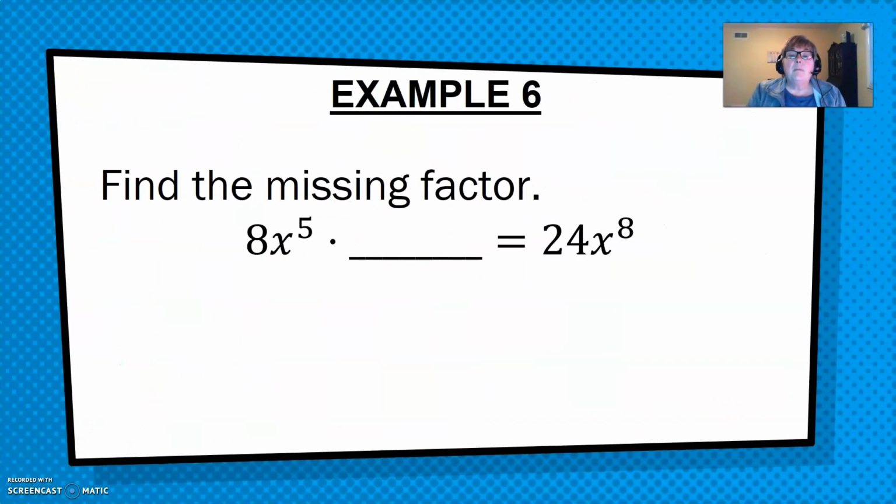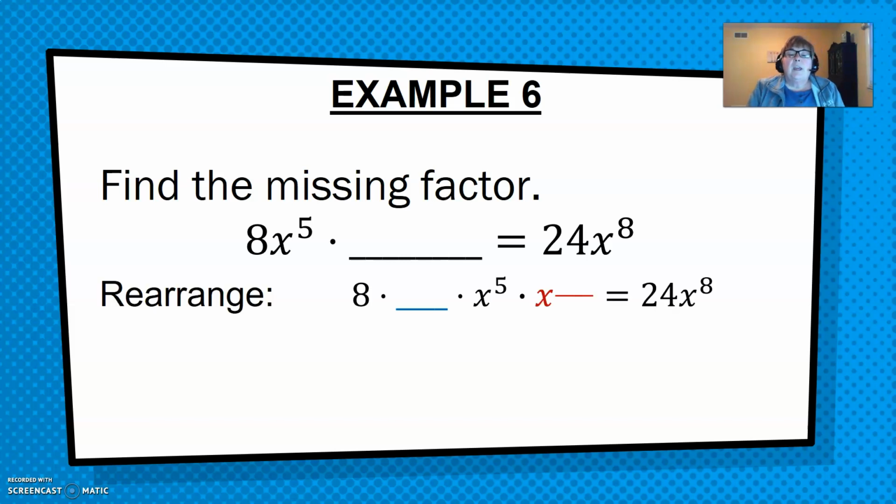Example 6, find the missing factor. 8x to the fifth times something equals 24x to the eighth. Again, I'm going to rearrange, so I know I have to have 8 times something equals 24, and x to the fifth times something equals x to the eighth. So I have 8 times something, x to the fifth times x to something equals 24x to the eighth.